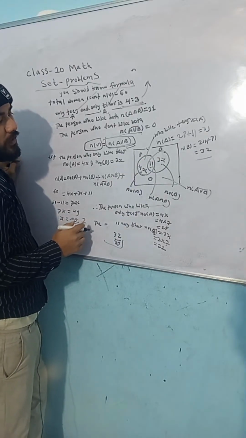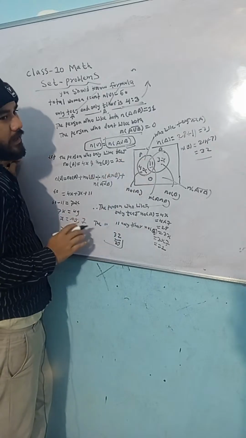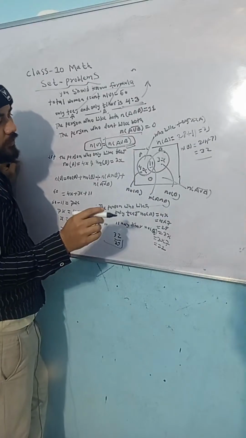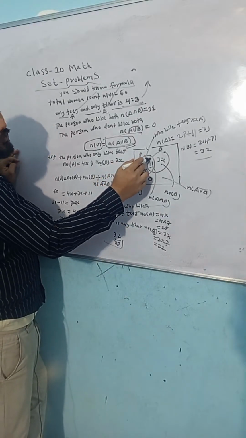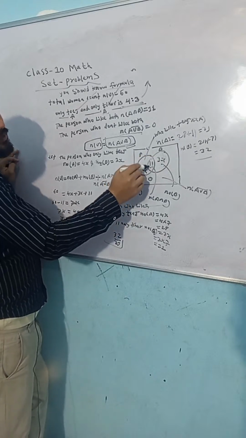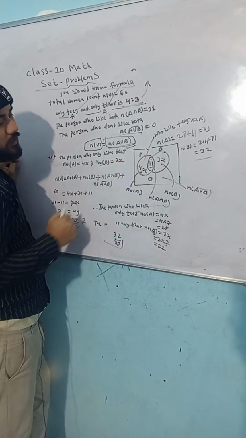No need to remember the formula, okay. A union B means just add everything, right. So n of U means add everything, okay. Only A means just this portion only, only B means this portion only, and the intersection means the middle portion.